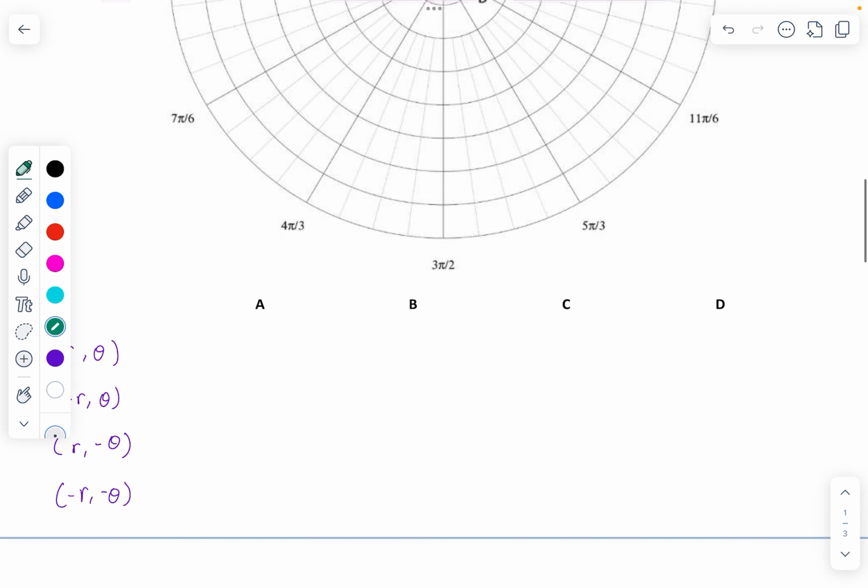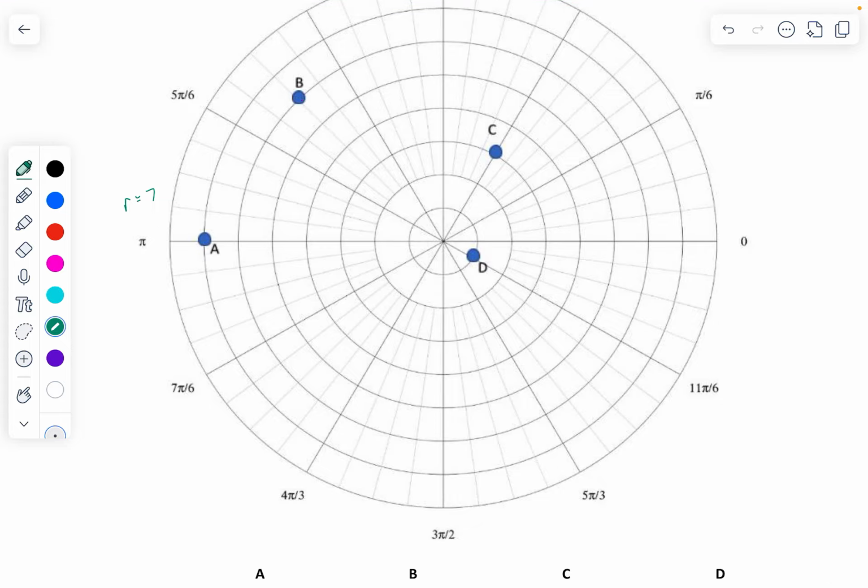Now that we have R, let's look at theta. What angle measure describes the position of A?